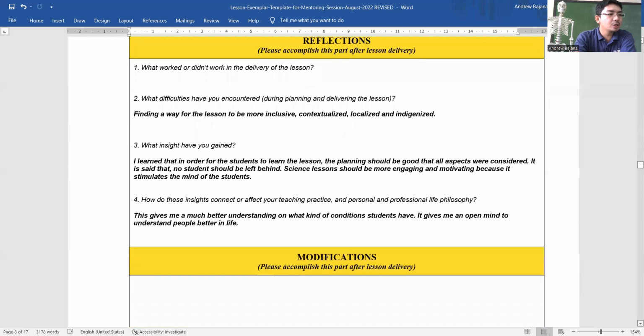And number four, how do these insights connect? This gives me a much better understanding of my teaching practice and what kind of students I have. And it gives me an open mind to understand people better in life.